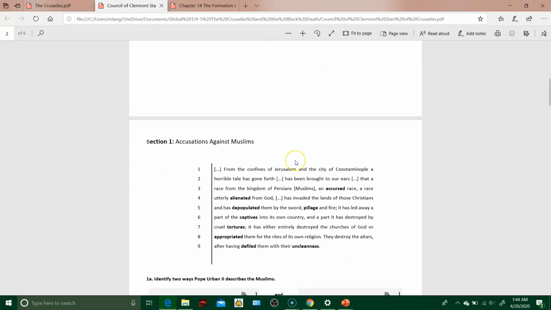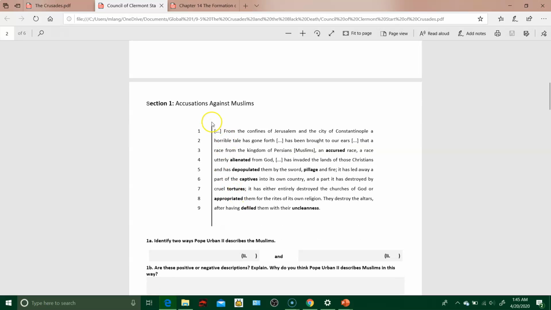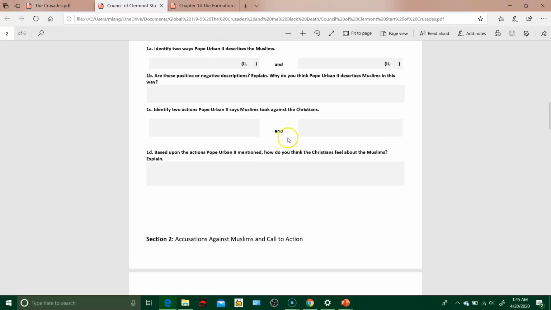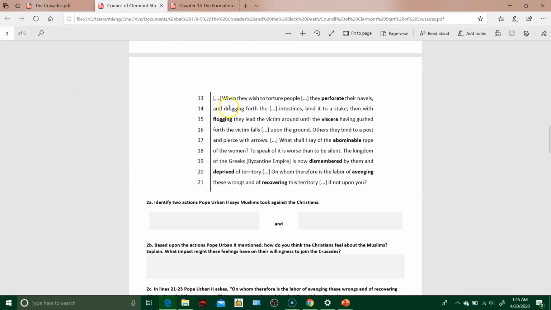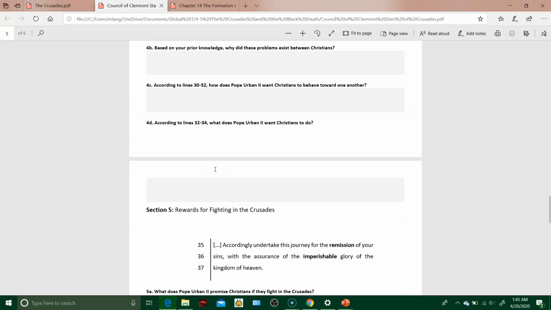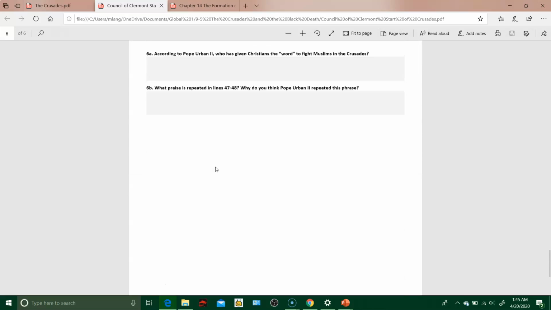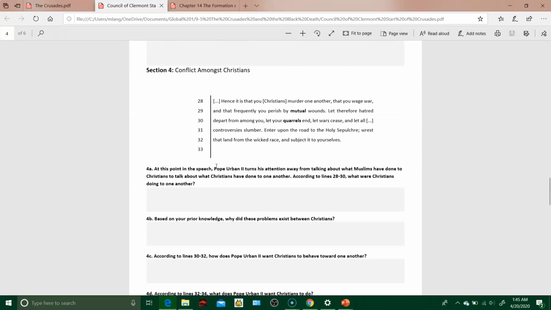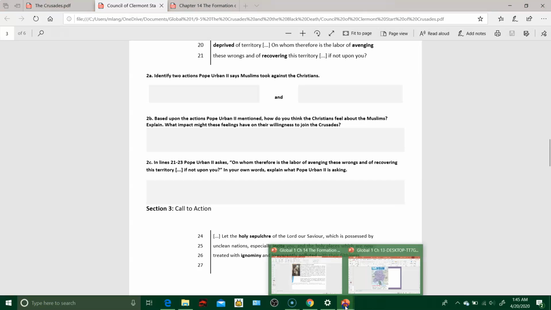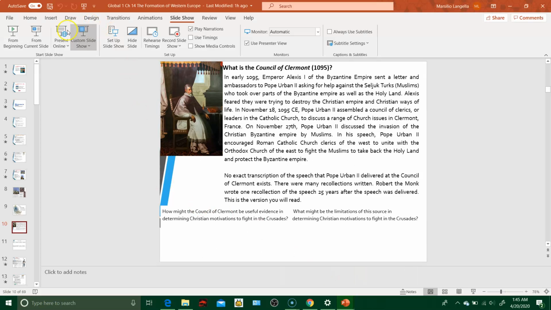The first section, accusations against the Muslims, breaks down all the different sections that explain what Pope Urban II was saying about this major topic. Then you're going to answer the questions that go here. Then you go into the next section, and the next, and answer all the questions. When you finish with this, you're going to go back to the PowerPoint. Let me bring you back here.